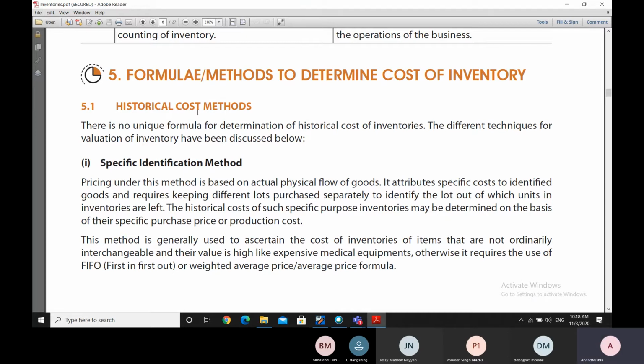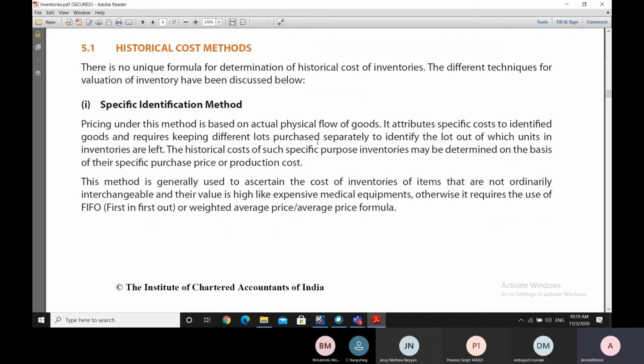So first of all, we'll see the historical cost methods, and when we say historical cost methods, we start with saying that there is no unique formula for determining of the historical cost of the inventories, because different techniques of valuation are used, and therefore there is no single formula for historical cost. So let us see which are the different techniques for valuation of the inventory. The first technique is the specific identification method.